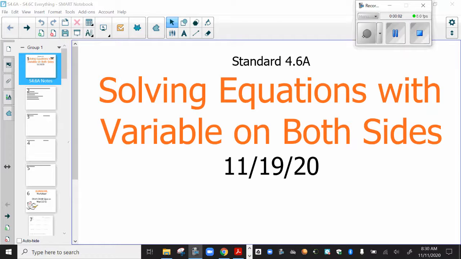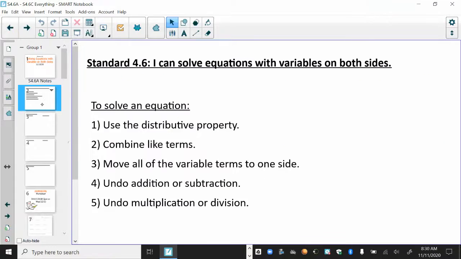Hello, standard 4.6A. Solving equations with variables on both sides. Alright, so standard 4.6. I can solve equations with variables on both sides. We're going to take what we learned last time, and we're going to keep adding to it.